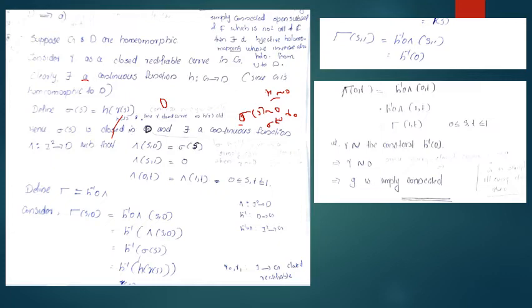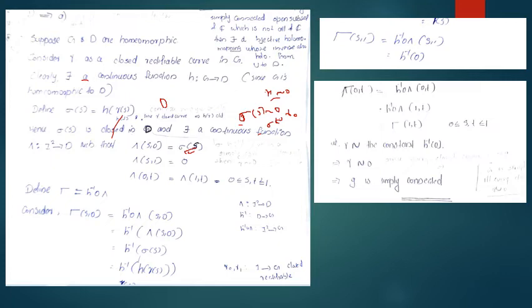To show that it is homologous, by the definition there exists a continuous function gamma from I square to D such that gamma of S0 gives the first function, that is gamma of S, and gamma of S1 gives the second function, that is 0. So we get 0, and gamma of 0t equals gamma of 1t. This kind of function exists because gamma is a closed curve in D, and in D any closed rectifiable curve is homologous to 0.